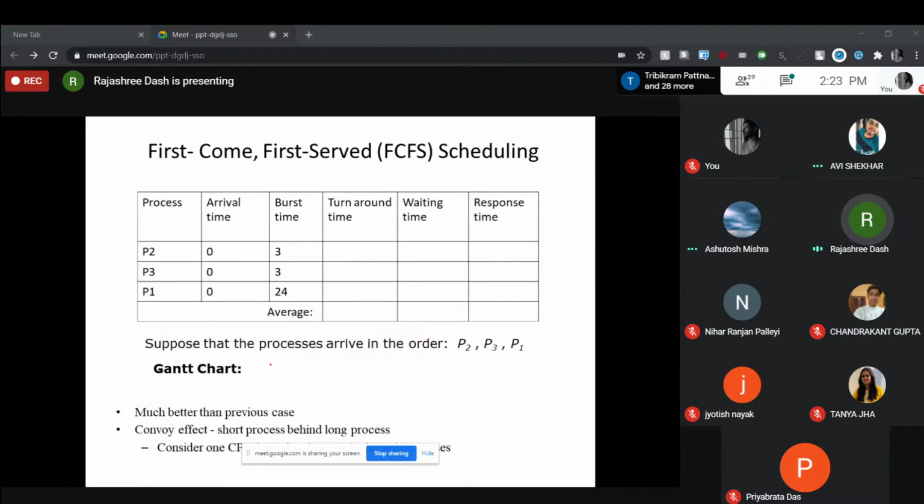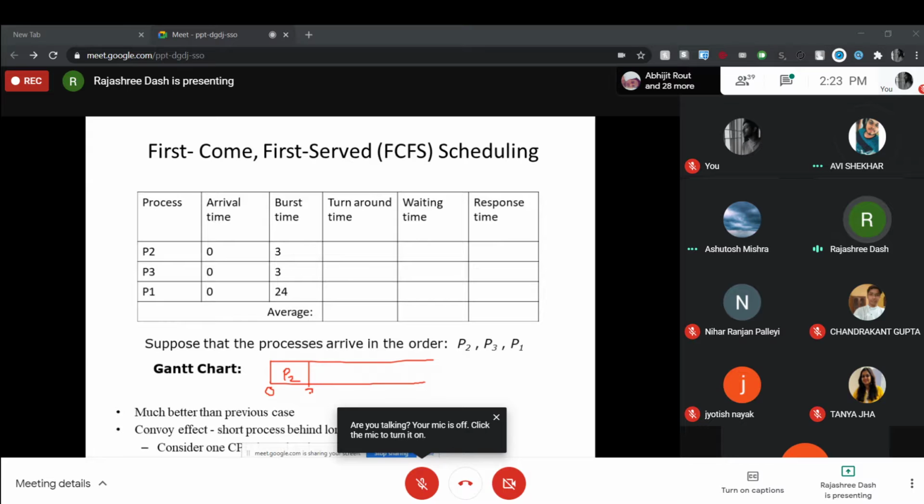So here the sequence is given as P2, P3, P1. Arrival time is the same. So when we draw the Gantt chart, at time 0, the first process in the ready queue is P2. So P2 will start its execution first. It will complete its execution at 3 milliseconds. After P2, P3 will start its execution.